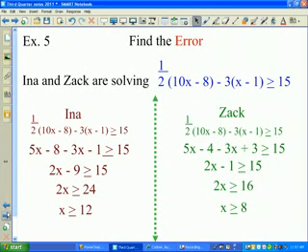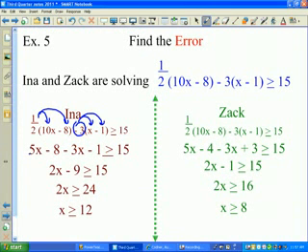So hopefully you said Zach had the correct answer. But where was the error? What happened? They both started out with the same equation, but what happened? If you notice in the beginning, they had to distribute 1/2 to everything in that first parenthesis, and they had to distribute a -3 to everything in the second parenthesis.